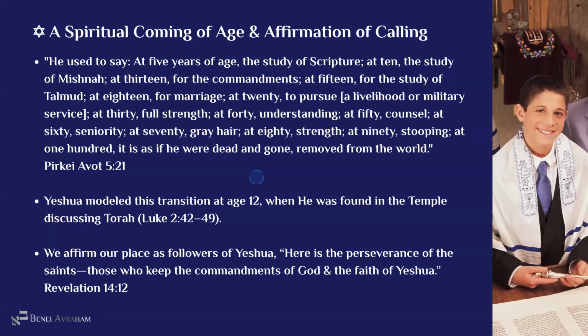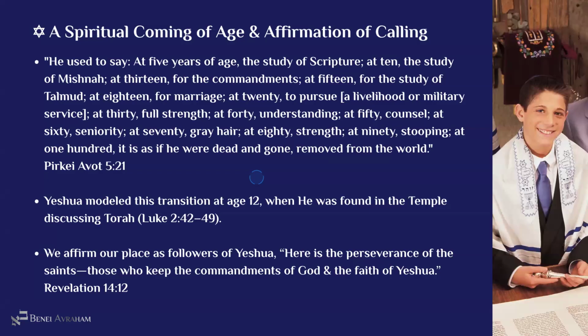Interesting, you don't think of 80 years old as being your strongest time, right? But I think it says this because this is a significant age for Moshe. At 90, stooping, your hunchback. At 100, it is as if he were dead and gone, removed from the world, because it's saying you've lost your strength and probably your mind by then. Maybe dementia set in.